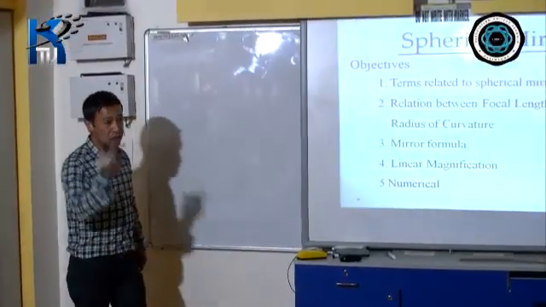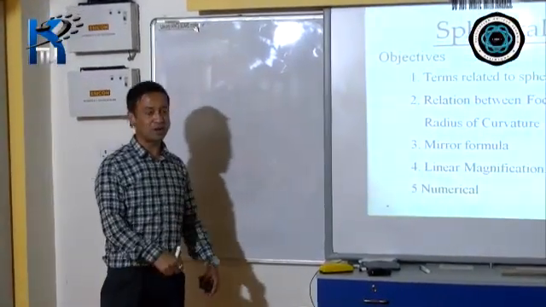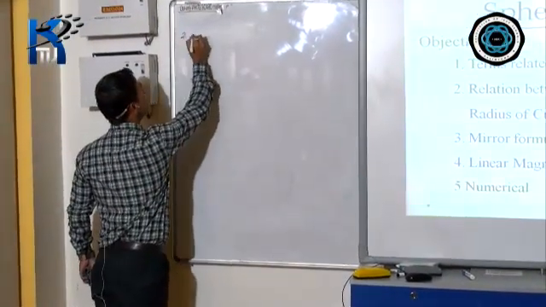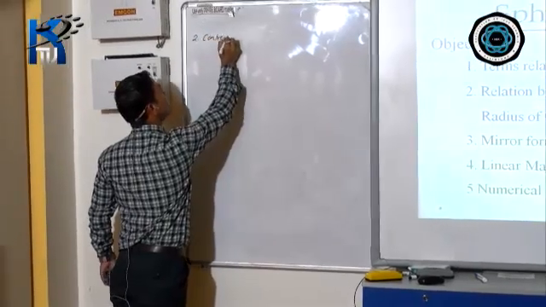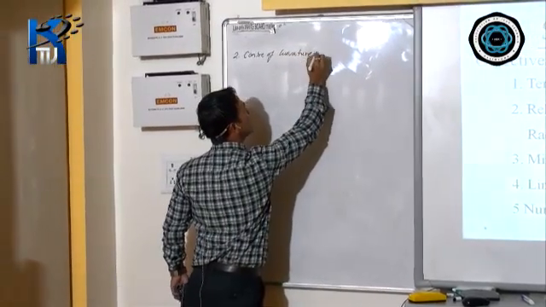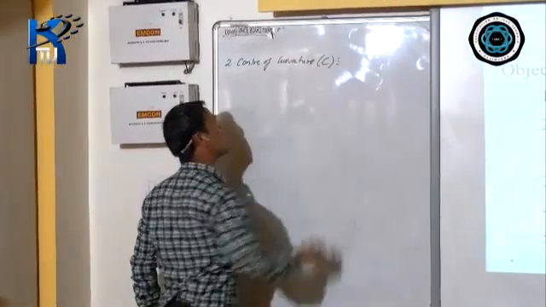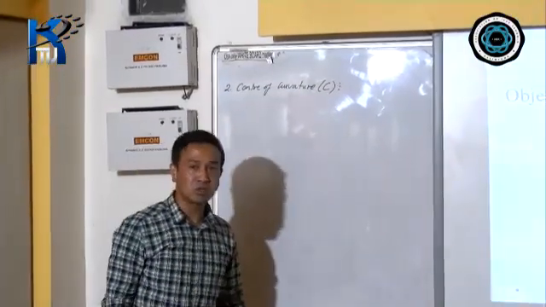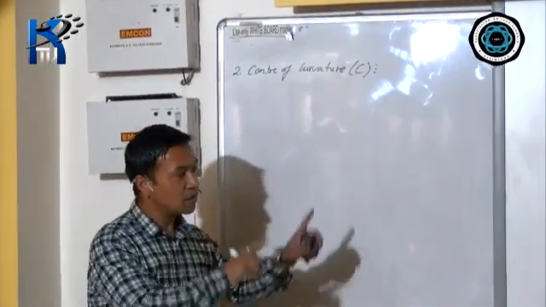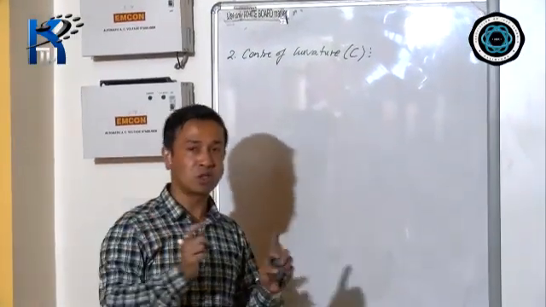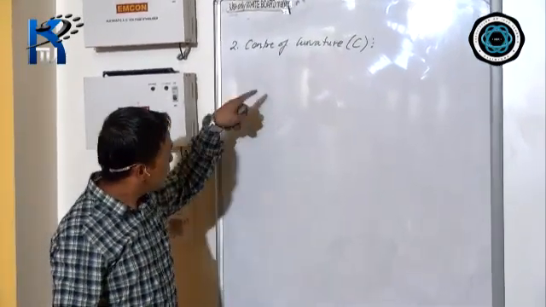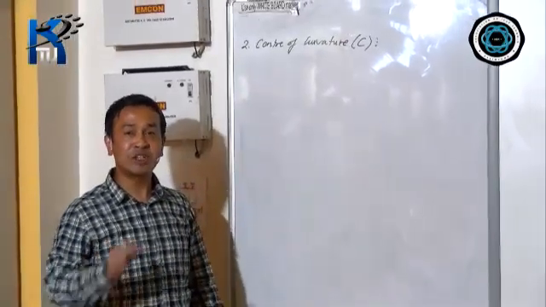Now we move to the next term other than the pole that we defined already, which is called the center of curvature. For this also I use a particular symbol, C. So I'm writing C as the symbol for center of curvature. Let me tell you what the center of curvature is. As I defined, a convex or concave mirror is a part of a hollow sphere. For every sphere there is a center. So the center of curvature is defined as the center of the sphere.